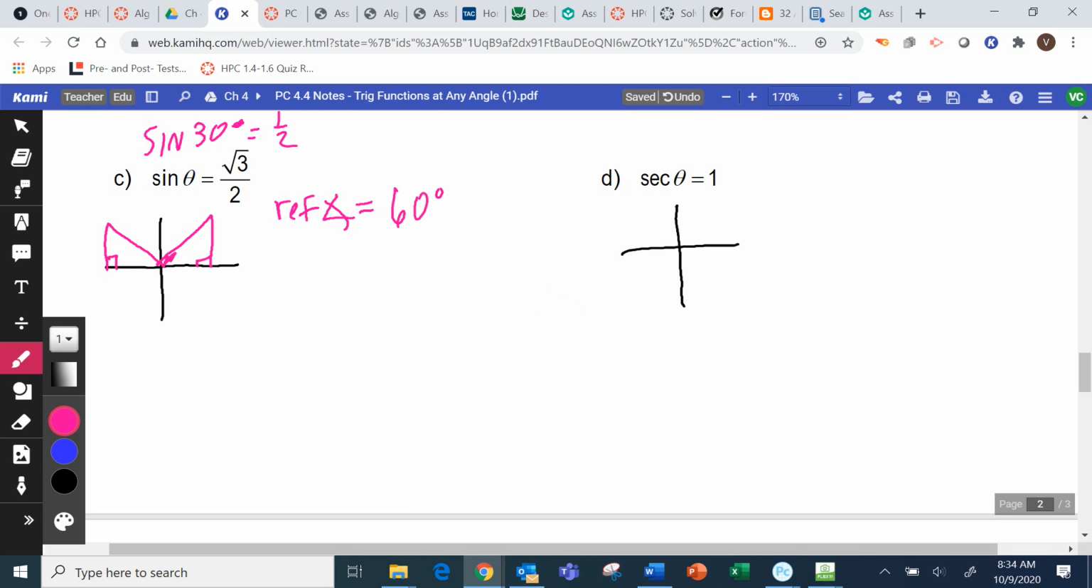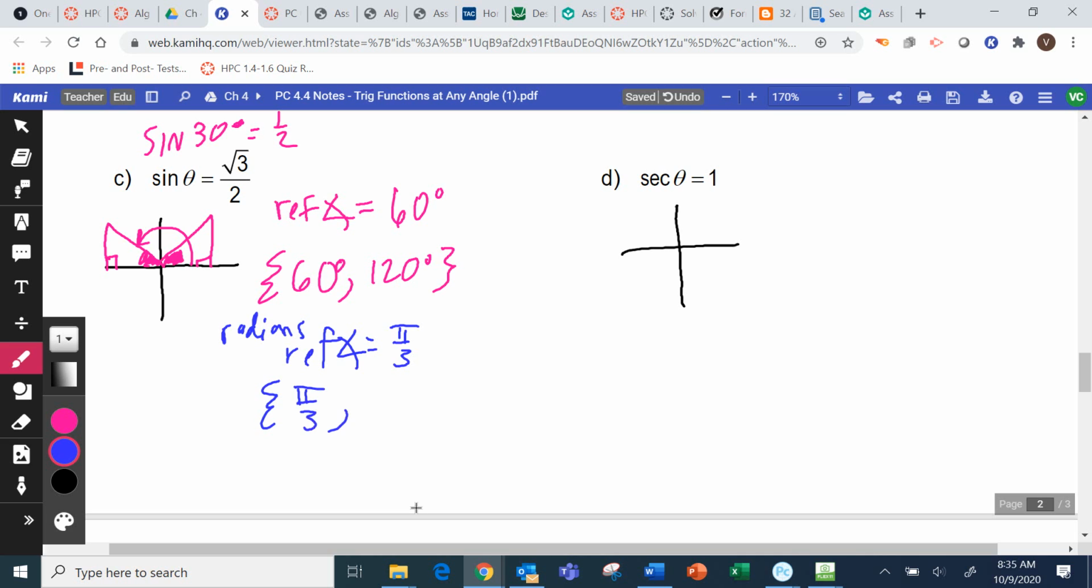So here's 60 degrees, and here's another 60 degrees. Since that 60 degrees is in the first quadrant, then that triangle also has to have a 60 degrees terminal side. And then in the second quadrant, 120 degrees. We change that to radians. Our reference angle is pi over 3. First quadrant, pi over 3. Second quadrant, 2 pi over 3.